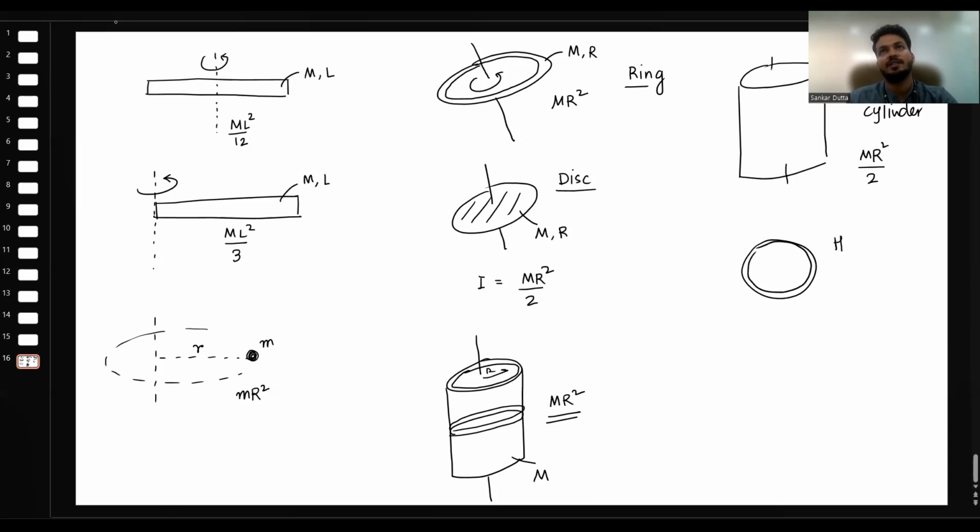If you have a hollow sphere, what is the moment of inertia? 2 by 3 mr square. And the last one is the solid sphere, whose moment of inertia is 2 by 5 mr square.